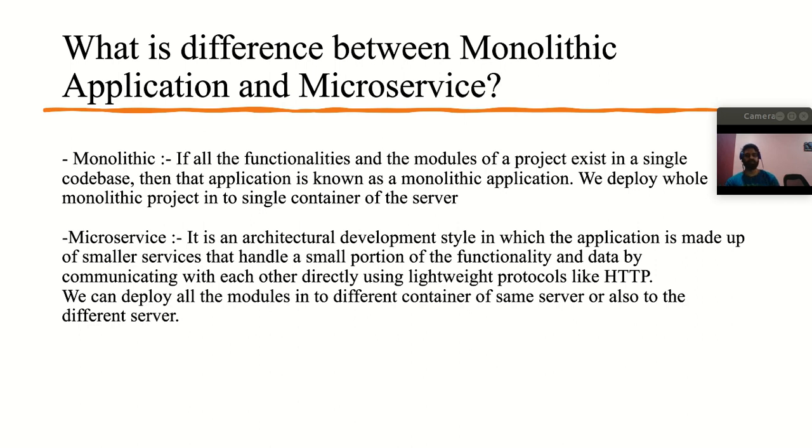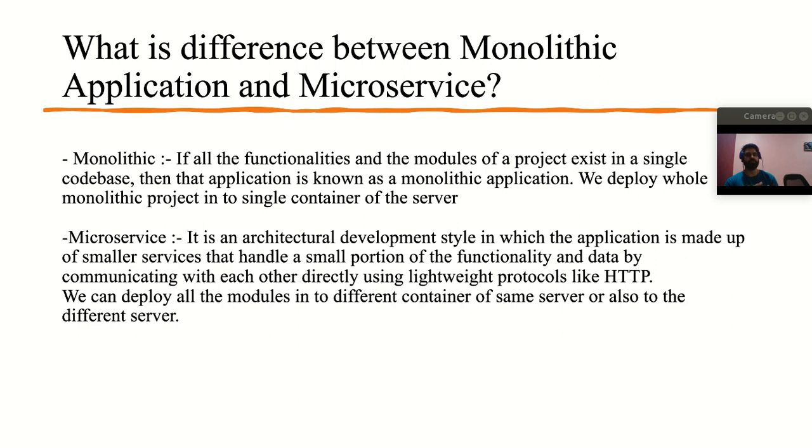But in microservice, this is not the case. It is an architectural development style in which the application is made up of smaller services that each handle a small portion. So we create a different module for different functionalities. Let's say for add to cart, we will create one separate module or microservice. For searching, we will create another microservice or component. For buy, we will create another. So basically a single responsibility will be given to a particular module or microservice.